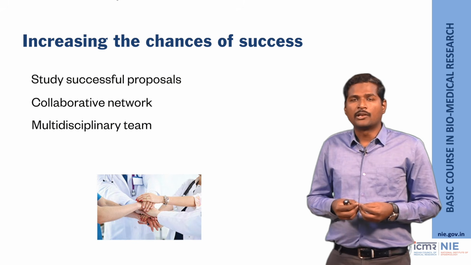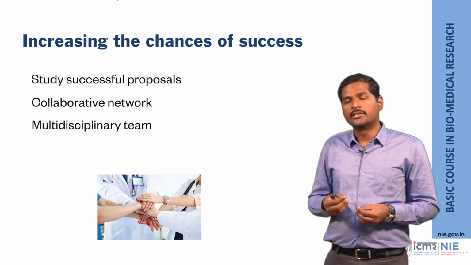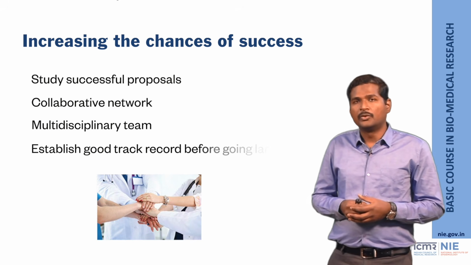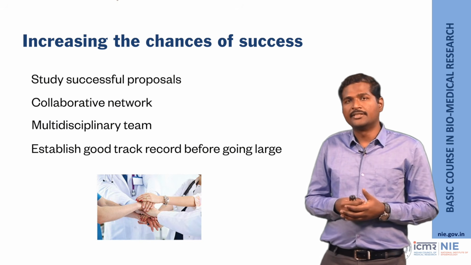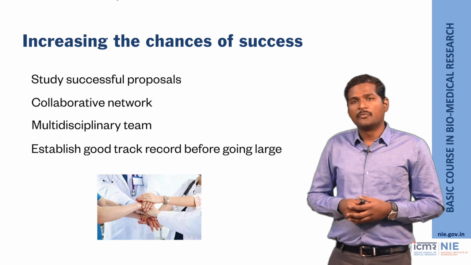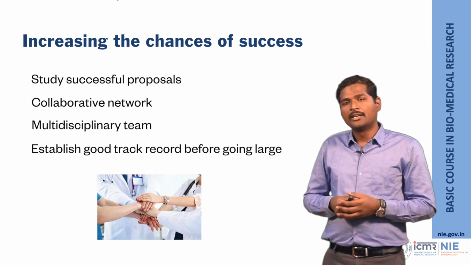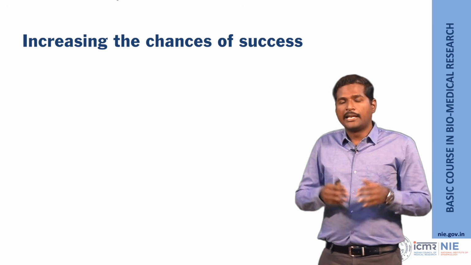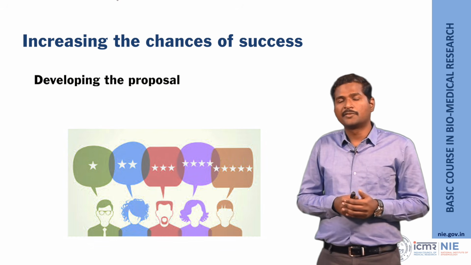So, you can include a basic scientist, you can include a statistician, you can include a social scientist, you can include an economist. It is a good idea to establish a good track record in research and then apply for funding agencies. Funders are more willing to provide money to researchers who have a good track record in research. So, think from the funder's perspective. In terms of developing the proposal itself, the following points increase your chances of success.